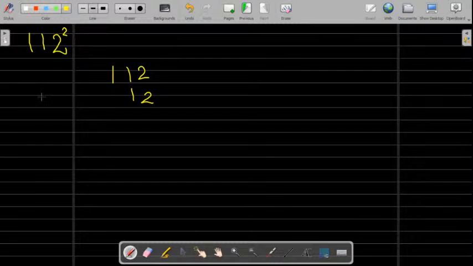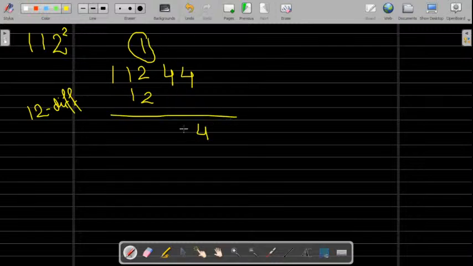So 12 is the difference value. So 144 will come, right? 144 is the square. So here you have to take one carry. Okay, so now perform the addition. 44, here 5 will come, then 2, then 1: 1 2 5 4 4. So this is the square of 112.